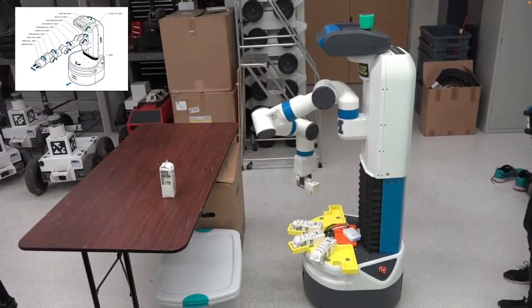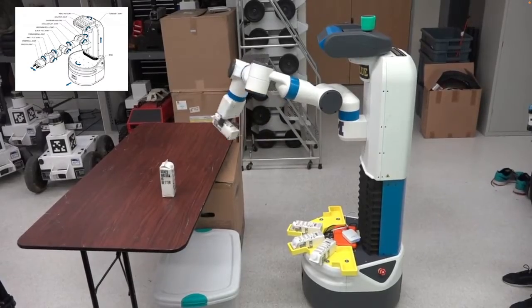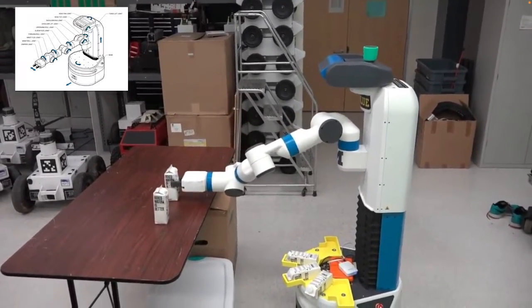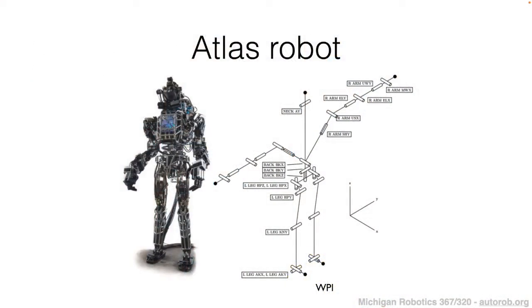But this particular Fetch is not very human, you might say, and so there are also humanoid robots. For example, the Atlas robot shown here. The actual physical robot hardware is shown on the left-hand side, and then an illustration of the various links and joints is shown on the right-hand side in this particular case.